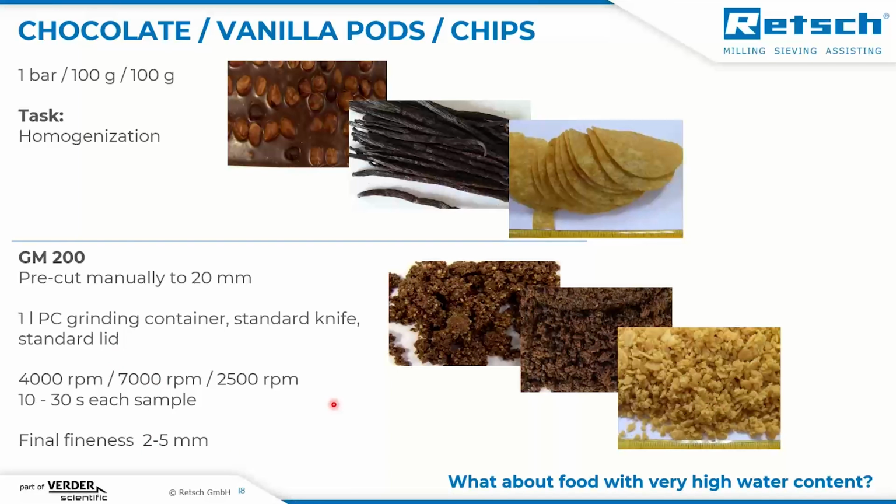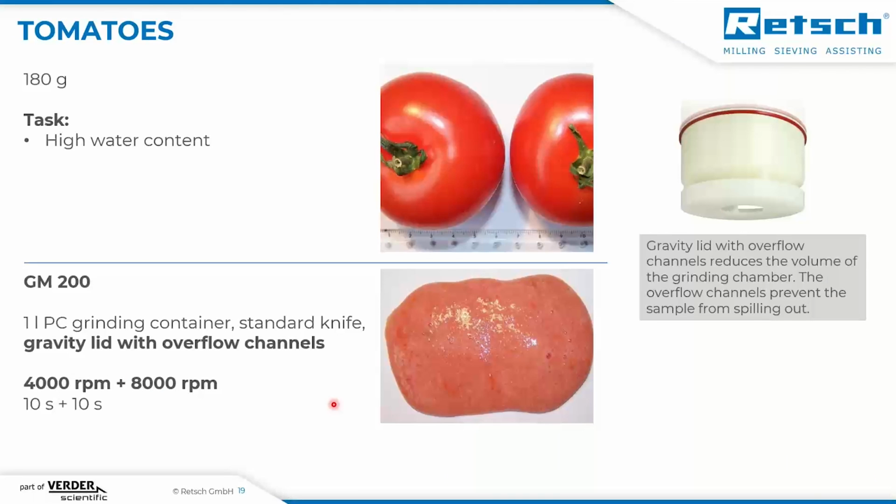The question is, what about food which contains very high water content, such as tomatoes? Tomatoes, you know, are more or less water. And yeah, this might cause problems when you really would like to get it homogeneously ground. You can do this in the GM200, but here we do not use the standard lid anymore. We exchange the equipment with the gravity lid with overflow channels. This lid over here is a gravity lid with overflow channels.